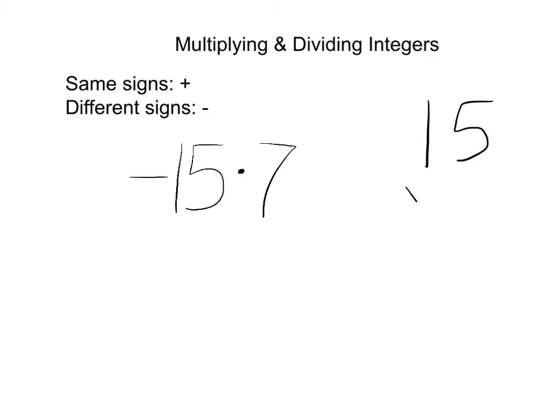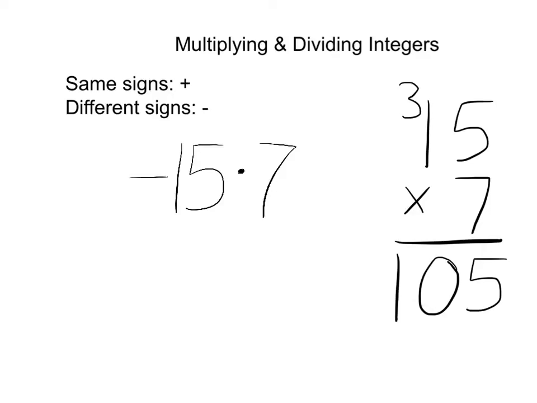So 15 times 7. 5 times 7 is 35. 1 times 7 is 7, plus 3 is 10. So 15 times 7 is 105.